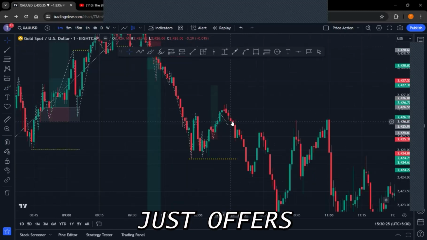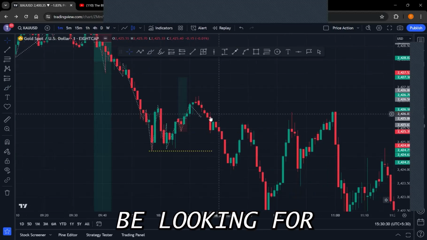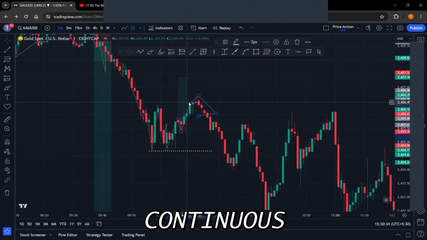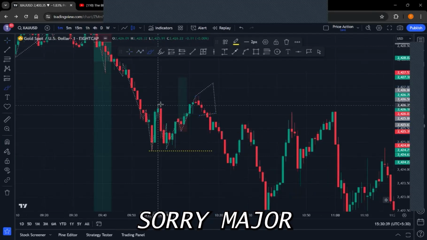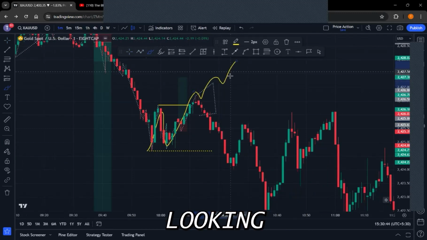Okay, even if it's a stop loss, it doesn't matter, because even if it's a stop loss, we will know that we are wrong, and we will be looking for downside direction. Okay, so from here, what did happen is that the price created a continuous series of higher highs till over here. Price broke this major low over here, major high over here. So price created a series of higher highs, and if the price continues, we'll be looking for buying again.